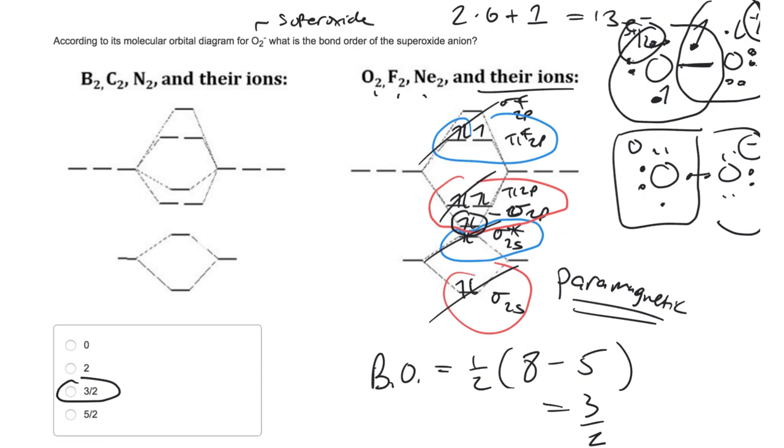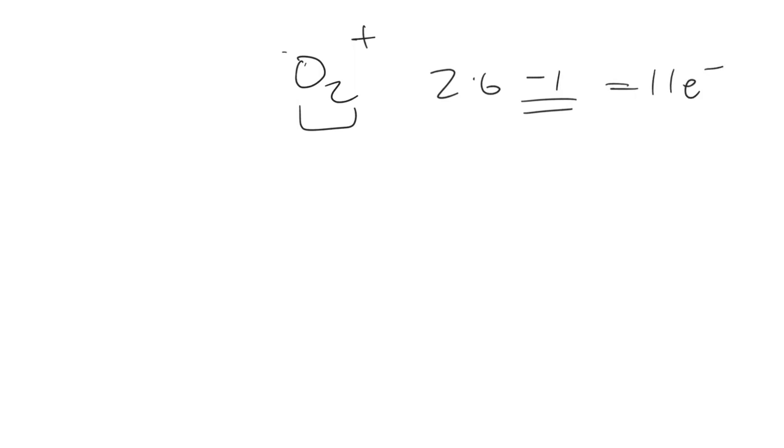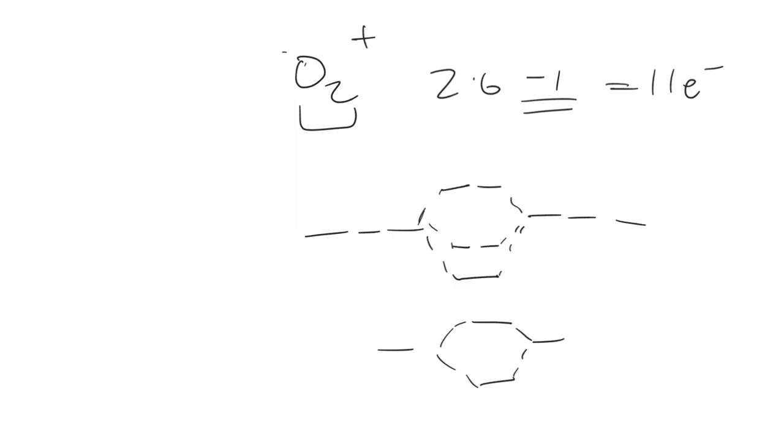Now, what if I had O2 with a positive charge? The key here is that we still do 2 times 6, but then we have to subtract an electron for the positive charge. So we'd have 11 electrons. Then we'd have our base diagram that we're just plugging into here, and we're just putting 11 electrons in. So 2, 4, 6, 8, 10, and then 11.